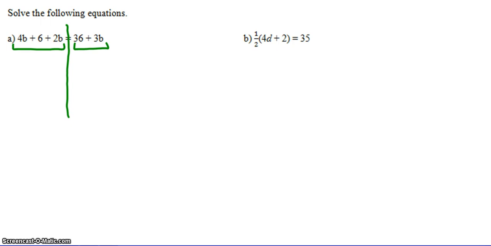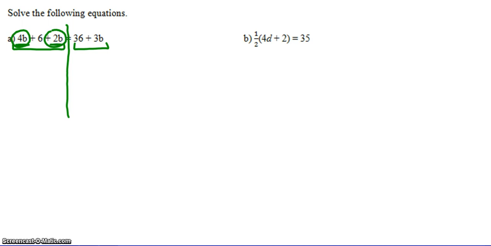So when we look at the left side, hopefully you notice that there's a 4b and a 2b. Combine those like we just learned. So that's what you first want to do. There's no parentheses here, so no distributing. So 4b and 2b is simply 6b.